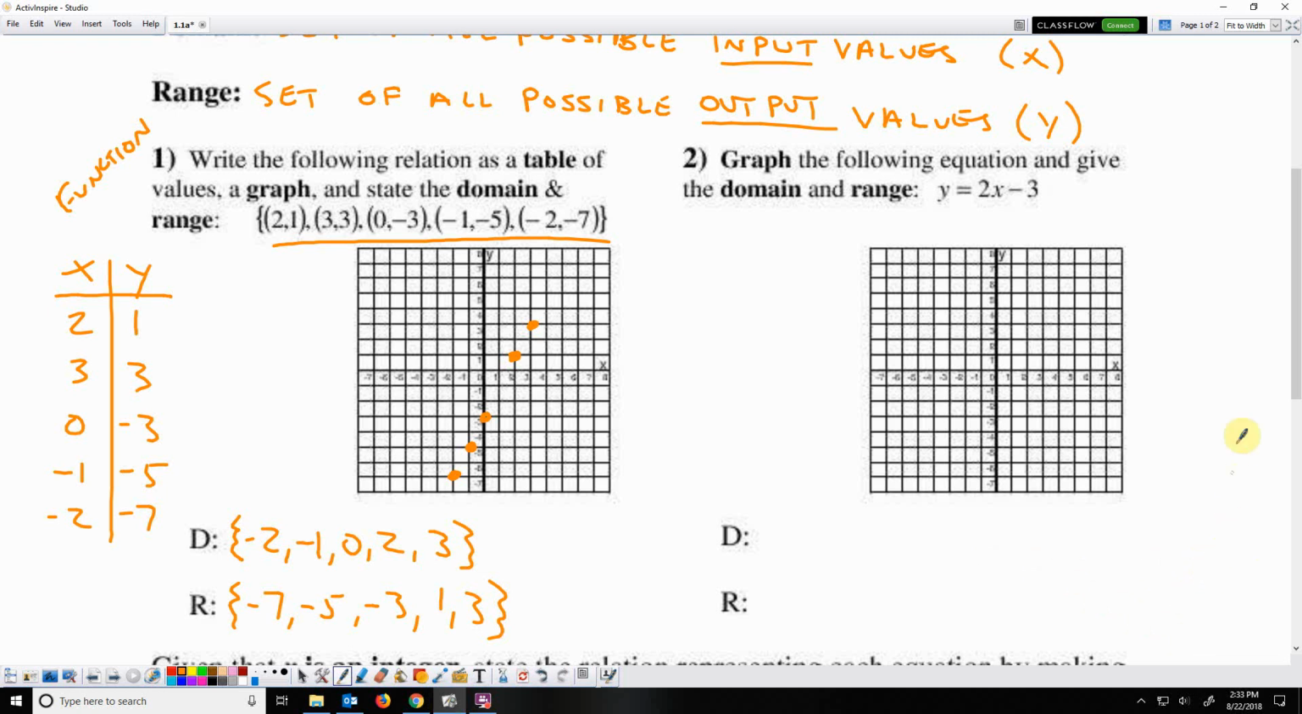Number 2, we are asked to graph this equation and then give the domain and range. So it's got a y-intercept of -3 and a slope of 2. So that's positive 2 over 1. That means we're going to go up 2 and over 1.